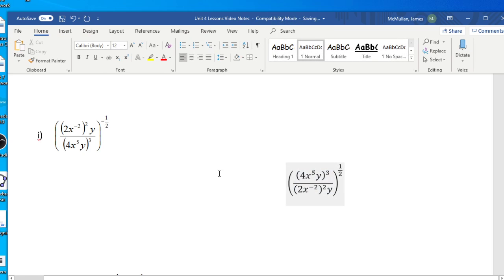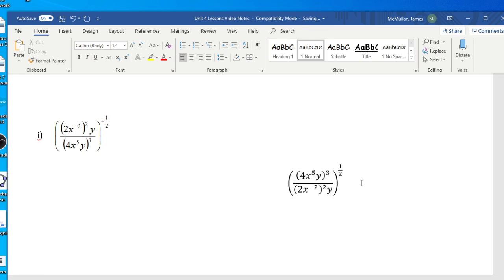Let me just make sure I got this right. So this was the old bottom, 4x to the 5y all cubed. The top was 2x to the negative 2 squared times y. Okay, so this is my first step here. I don't like negative exponents, so I'm going to flip the fraction over and make it a positive exponent.